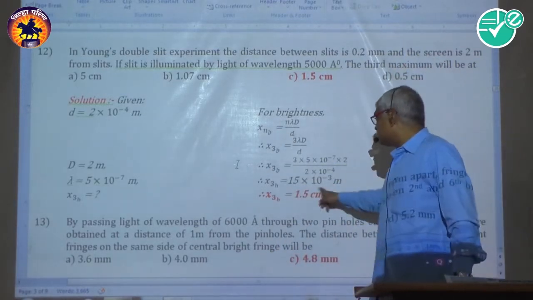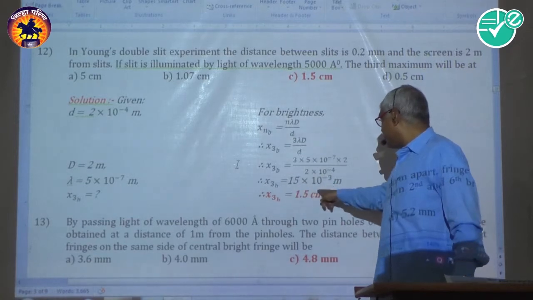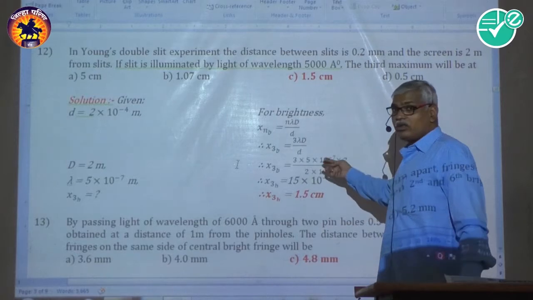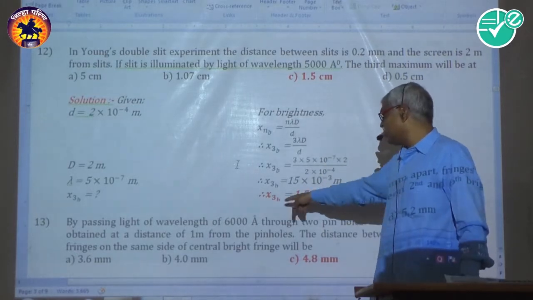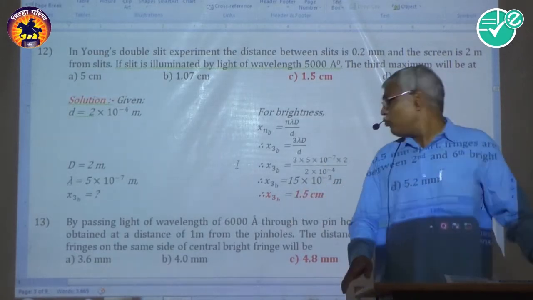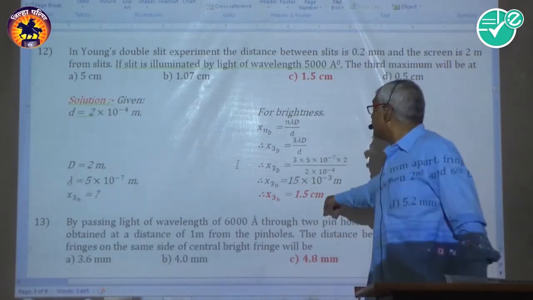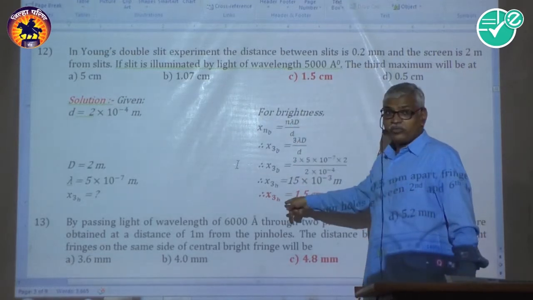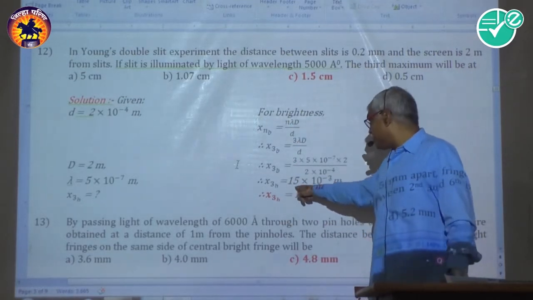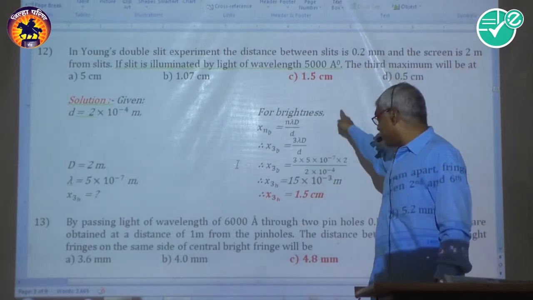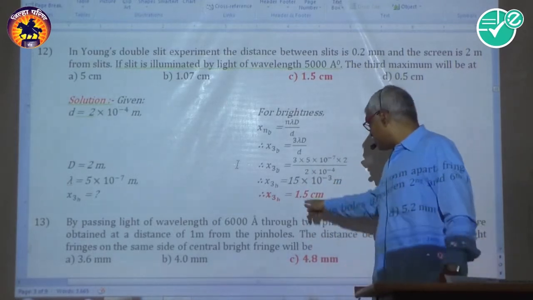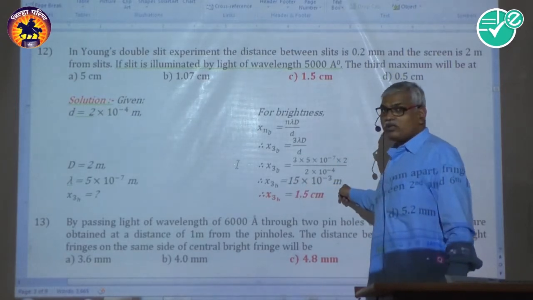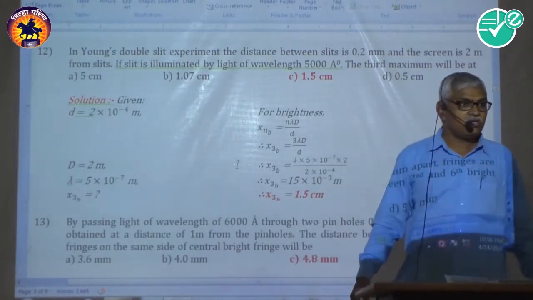Now calculate this. We get 15 into 10 to the power minus 3. 2 are cancelled, 5 into 3 are 15, and the powers minus 7 plus 4 give minus 3. We get x_3b is equal to 15 into 10 to the power minus 3 meter. We convert to centimeter because options are given in CGS system and we have calculated the answer in SI system. 10 to the power minus 2 meter is equal to 1 centimeter. Therefore, x_3b is equal to 15 into 10 to the power minus 1 centimeter, that is 1.5 centimeter.